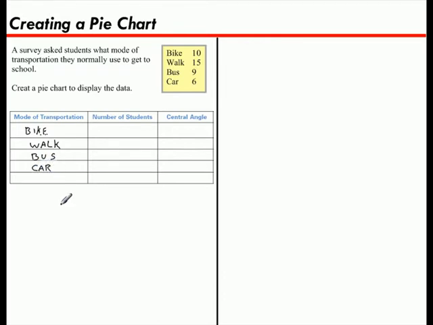And I have an extra row that I'm not going to use. Number of students, we'll just fill in what we see there. 10 students bike, 15 walk, 9 take the bus, and 6 take a car. Now I kind of lied. I said we weren't going to use this bottom row. We do actually need it to compute the central angle. This will just be the row for the totals.